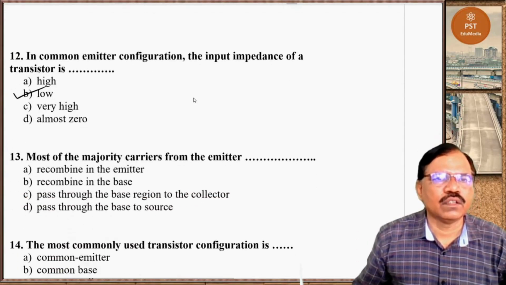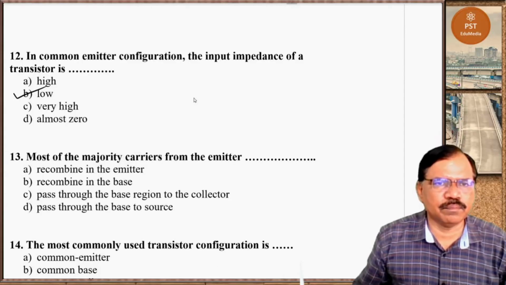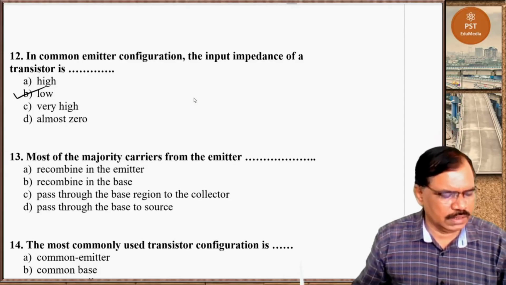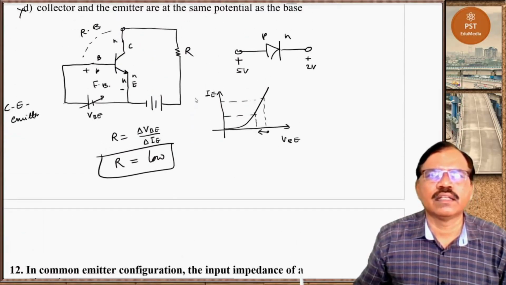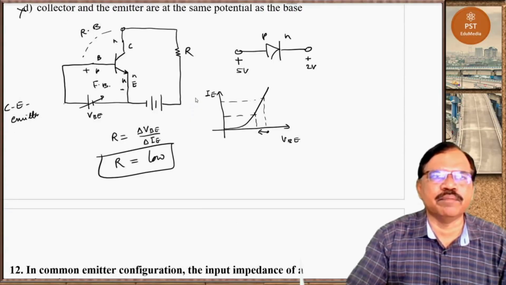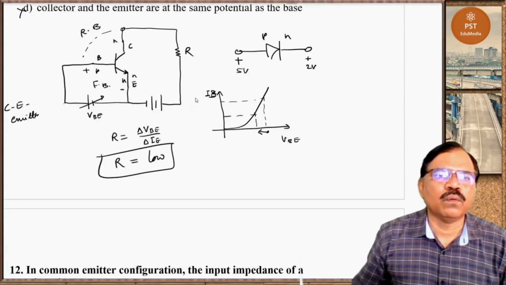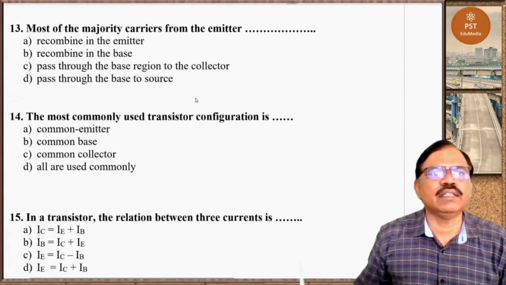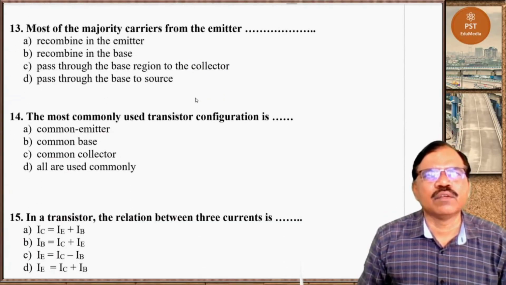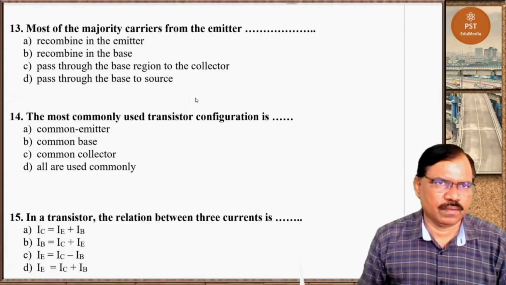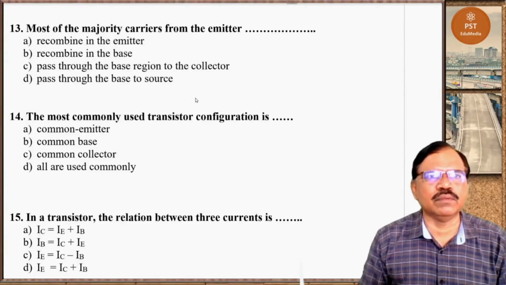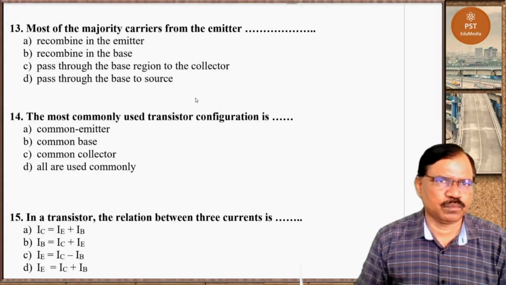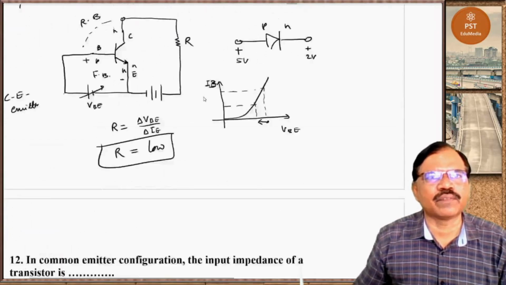Now next one, most of the majority charge carriers from the emitter. What happens? Here actually we consider IB, base current. Now here most of the majority charge carriers from the emitter recombine in the emitter, recombine in the base, pass through the base region to the collector, pass through the base to the source. Just we have seen here.